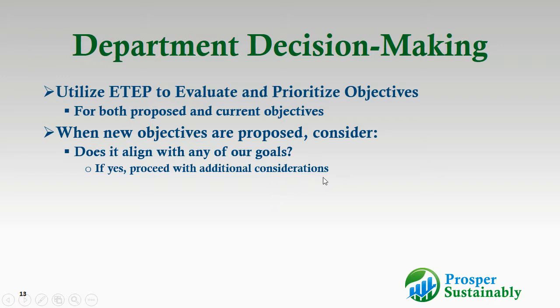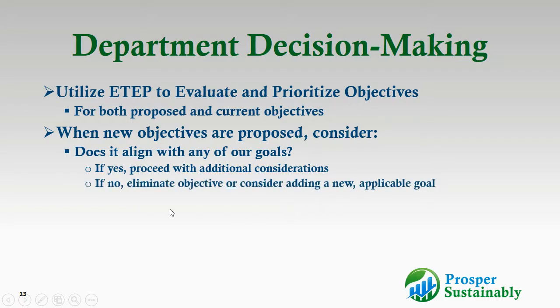If you are considering a new objective and it doesn't align with any of the goals, then you probably need to not pursue that objective, or consider adding a new applicable goal. And you don't want to necessarily just add goals willy-nilly. Remember, your goals are your long-term goals that are guiding your full department.